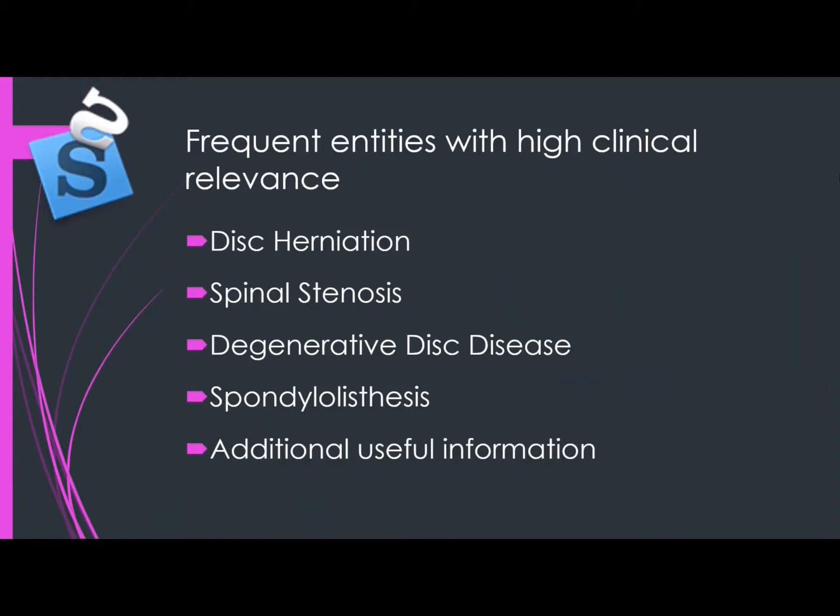Next up, we have chosen a select list of entities with high clinical relevance, which due to their very high frequency are of great interest to radiologists and also to software developers who aim to help radiologists in their search for optimizing their workflow and delivering more information faster and of higher quality. These are the 5 entities: disc herniation, spinal stenosis, degenerative disc disease, spondylolisthesis, and additional useful information, for example, nerve root variant anatomy.